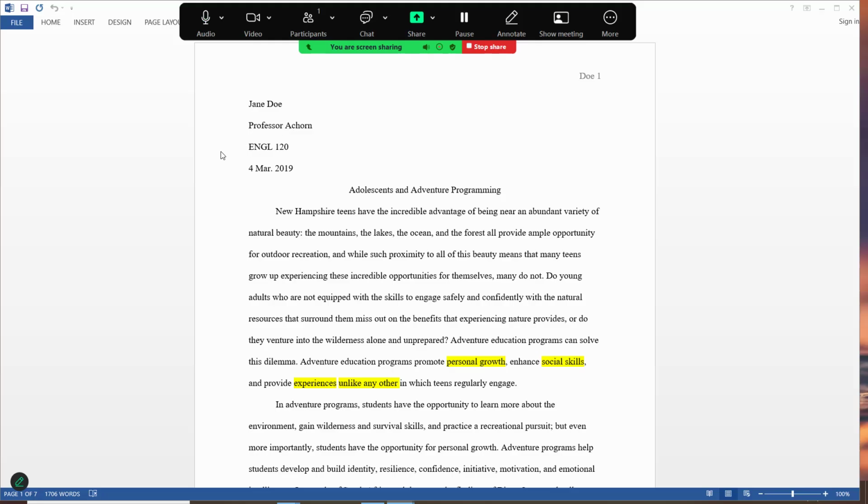You have the class number, and you have the date expressed as day, month, and year. All right, then you have a double space goes directly to your title. In this case, it's Adolescence and Adventure Programming.